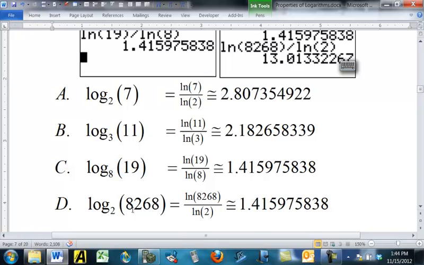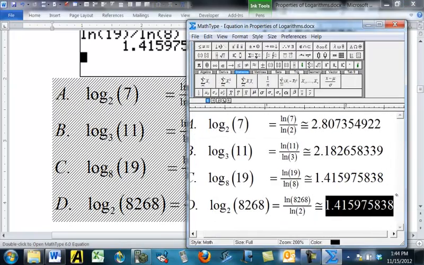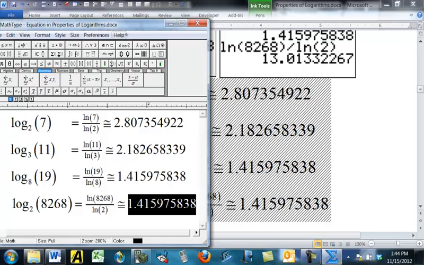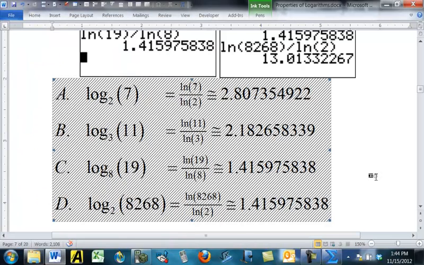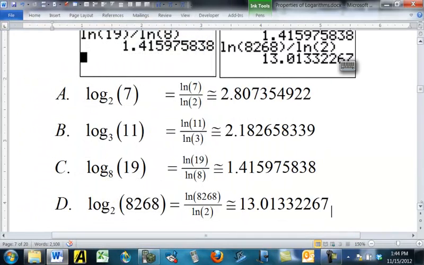And then this one is ln of 8,268 divided by ln of 2, which I have here. And oh, I copied the wrong one. Okay, so let's fix that one as well. 13.01332267. There we go. Okay, now we got those correct.